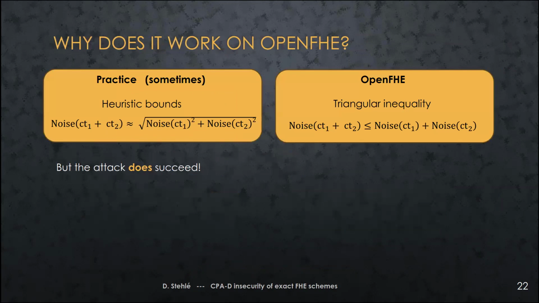But why does it work? Because OpenFHE doesn't use heuristic bounds for homomorphic addition. It uses a triangular inequality. So the bound that they have on noise should be exact. I mean, it should be correct and should always work. But still, the attack does succeed. So there is something dodgy going on.